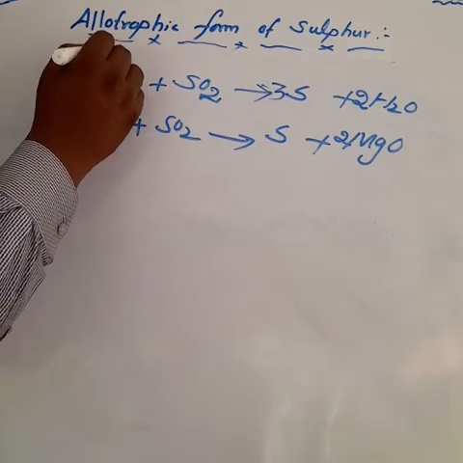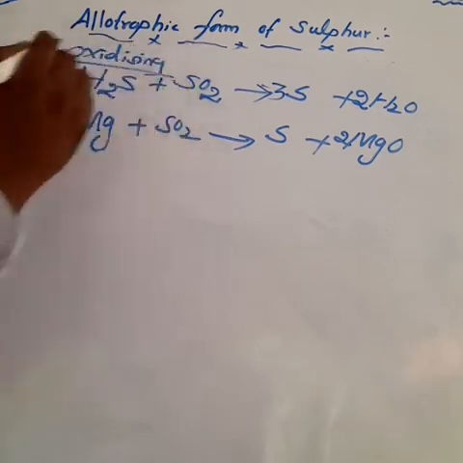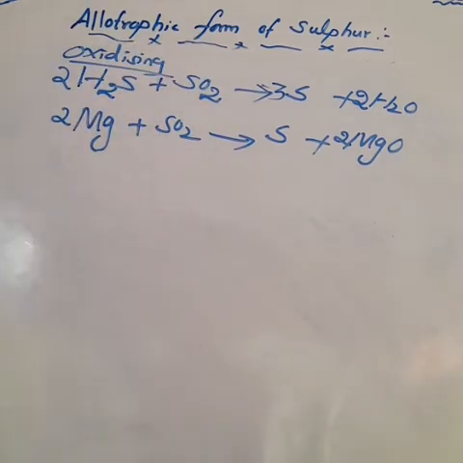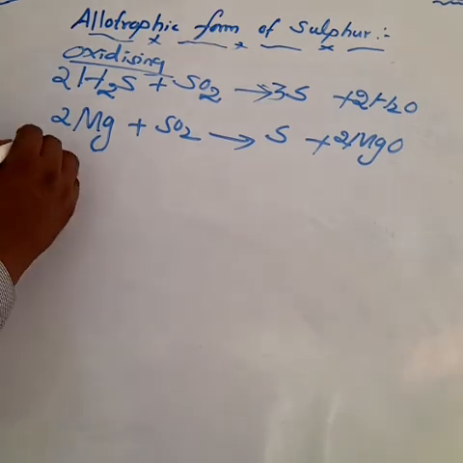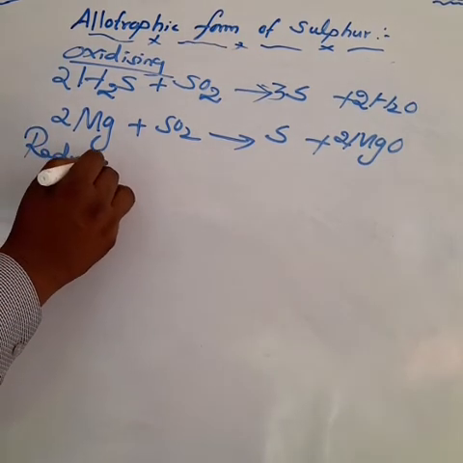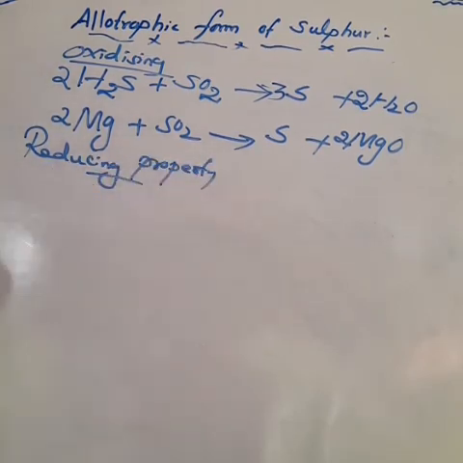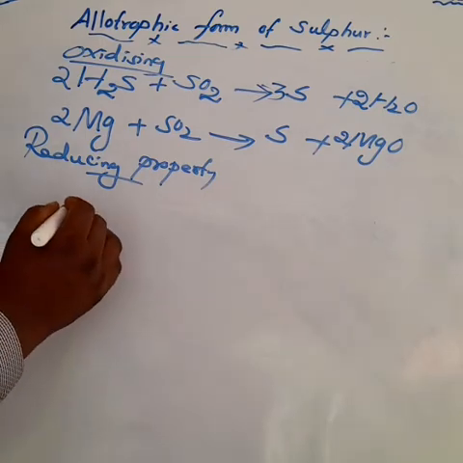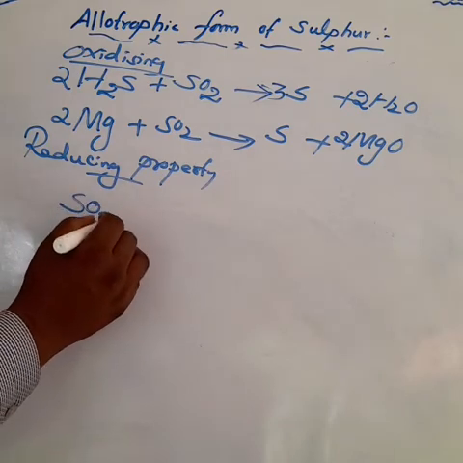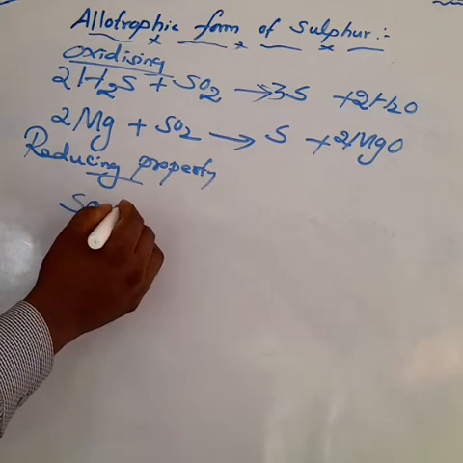This is about the oxidizing property. Sulfur dioxide is easily oxidized, and we get sulfur. Next, about the reducing property. It acts as a reducing agent. It reduces chlorine to hydrochloric acid. Sulfur dioxide reduces chlorine, that is Cl2.